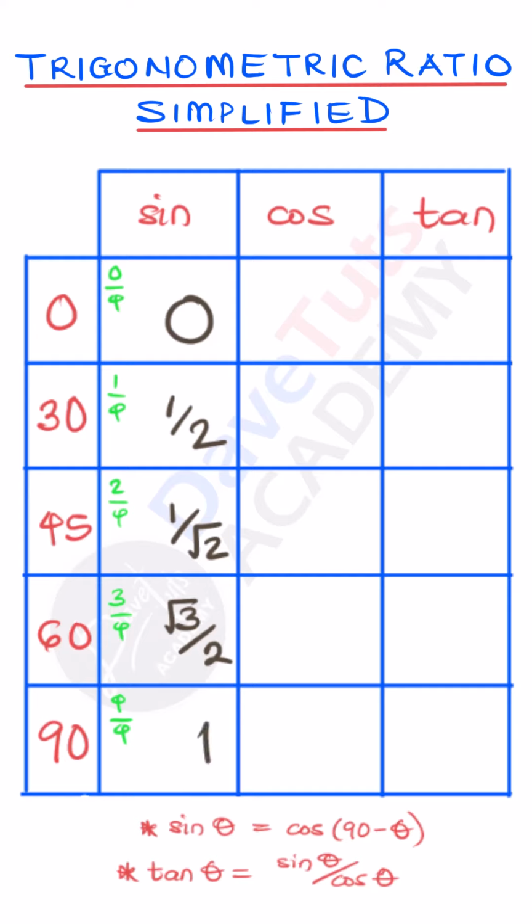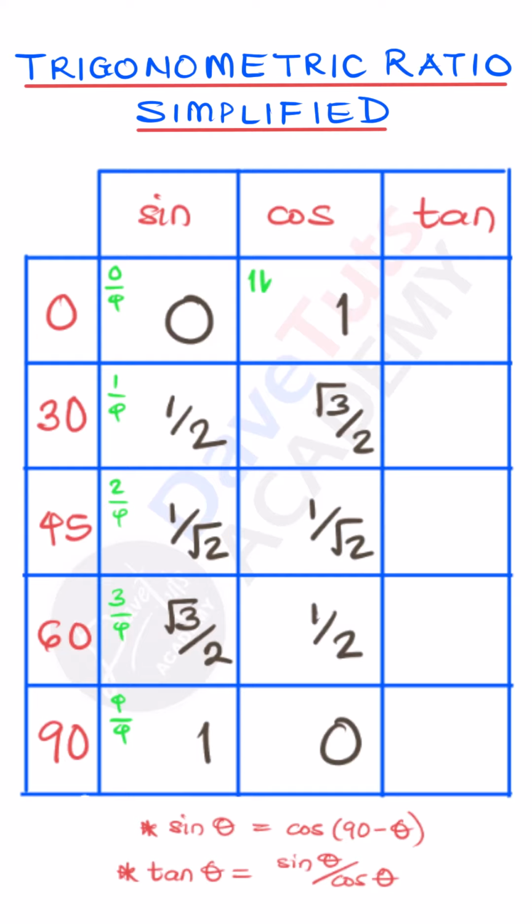Now, for the cosine, we just need to reverse. Sine theta is cos 90 minus theta, and cos theta is sine 90 minus theta. So the cosine of 0 will be the sine of 90, that will be 1. The cosine of 30 will be the sine of 60, that will be root 3 over 2. The cosine of 45 will also be the sine of 45, so that will be 1 over root 2. The cosine of 60 will be the sine of 30, that will be 1 over 2. And then the cosine of 90 will be the sine of 0, and that will be 0.